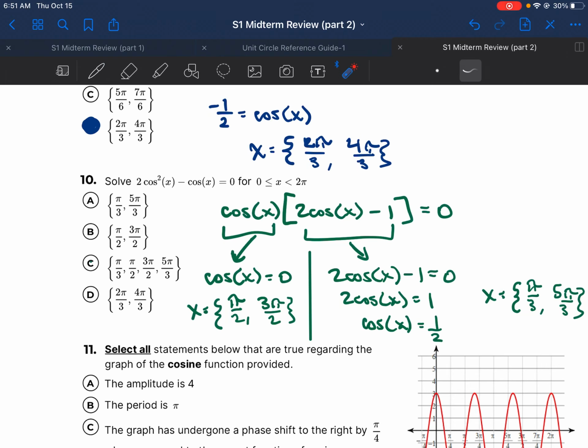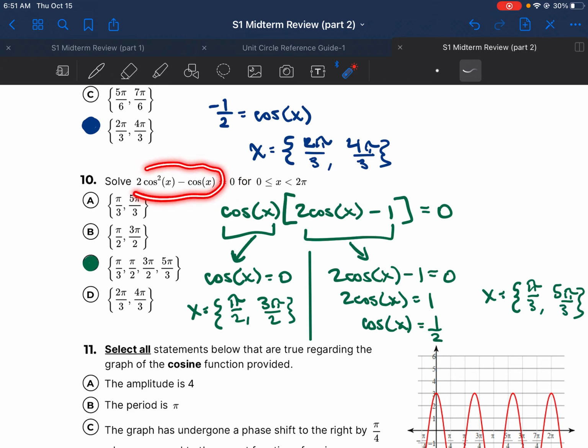And if we collect all those answers together, pi over 2, 3 pi over 2, pi over 3, 5 pi over 3, that would be answer choice C. Now let's check that again with Desmos. Notice that this one is really easy to check because we've already got one side equal to 0.